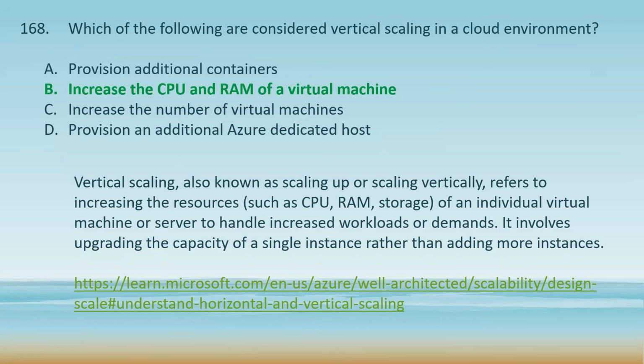example of vertical scaling. Vertical scaling, also known as scaling up or scaling vertically, refers to increasing the resources such as CPU, RAM, and storage of an individual virtual machine or server to handle increased workloads or demands. It involves upgrading the capacity of a single instance rather than adding more instances. Now, option C, increasing the number of virtual machines, is an example of horizontal scaling.